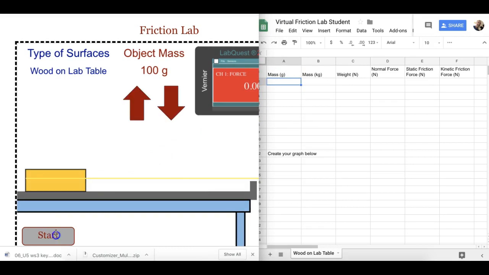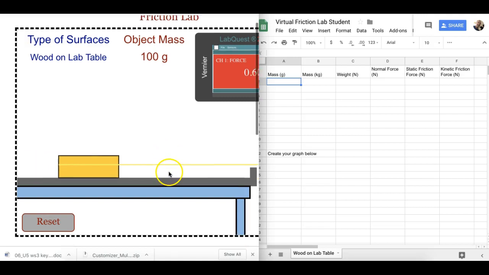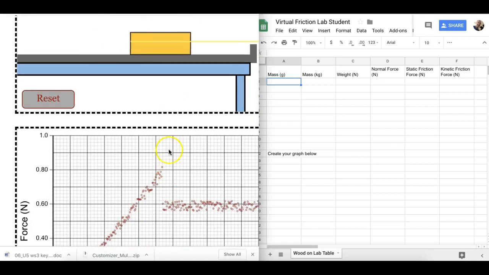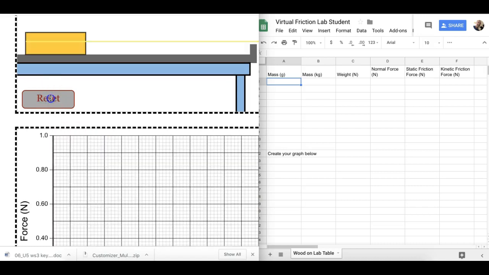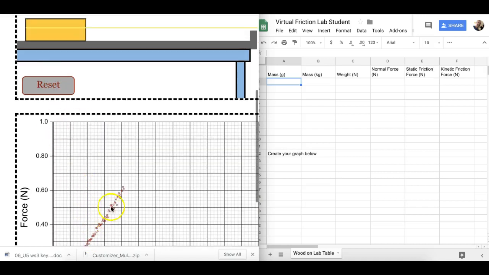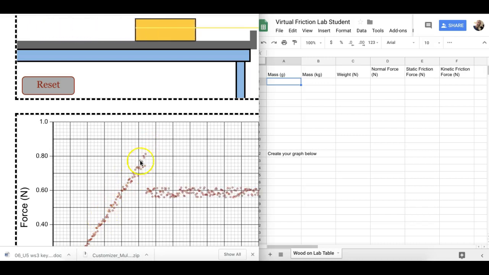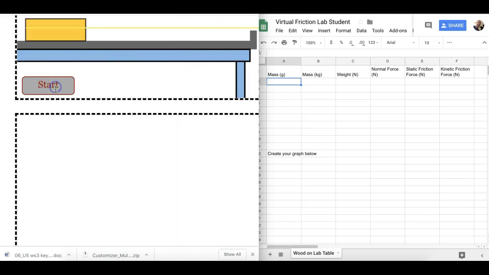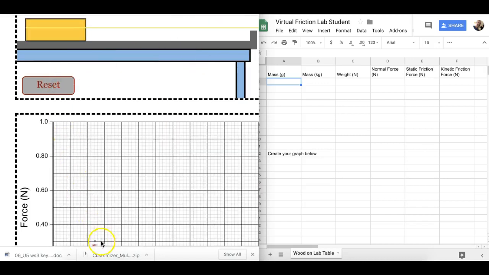Let's start it again. And when we start it, it's going to make a graph down below. So you'll notice that this graph looks a little bit different. I'm going to reset it one more time and start it again, and you'll notice that as time goes on, this line here, this sloped line, continues to get bigger until the block moves. So let's do it one more time. Here we go. You're going to see the line come up, and then when the block moves, boom, this drops back down.